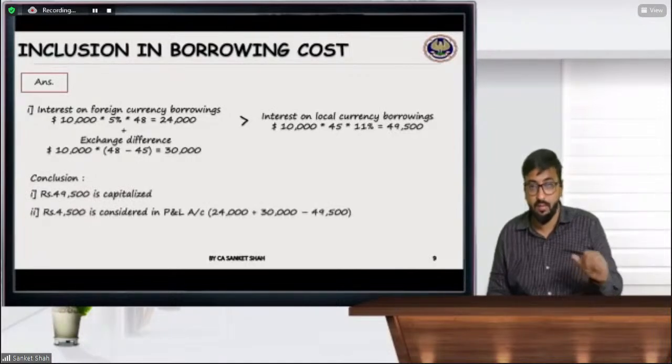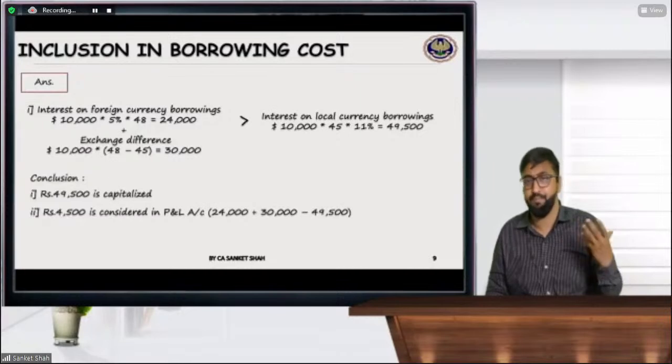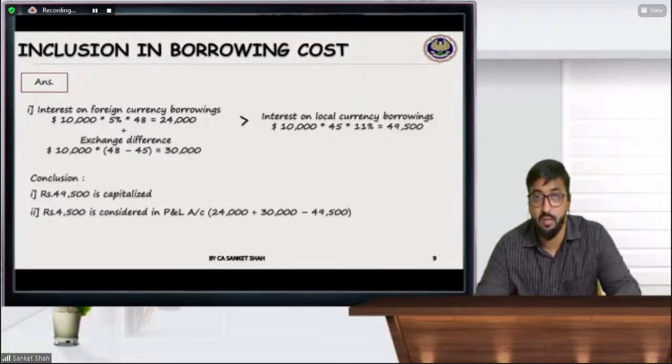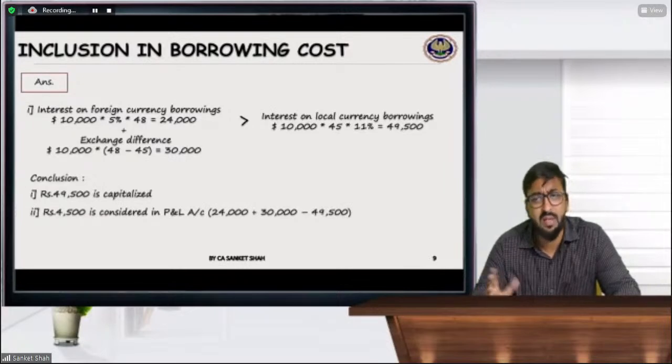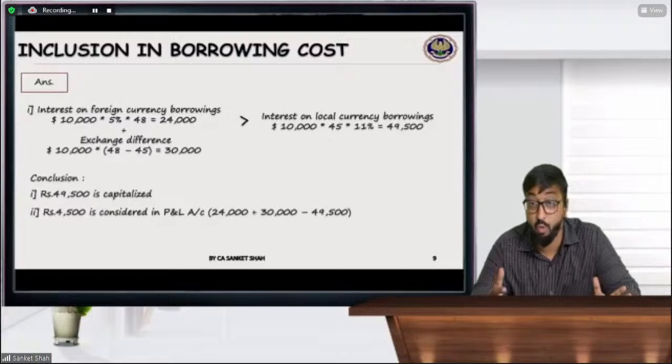So beta, here only 49,500 is capitalized because you will consider opportunity. If your local borrowings are costlier, suppose the answer is 58,000 interest on local borrowing, you will capitalize 54,000 and in P&L will be zero. So in simple language, you are comparing it with local currency borrowings. If your local currency is cheaper, then you should capitalize that much amount, and the remaining amount, whatever loss you incurred due to exchange loss, will be considered in the profit and loss account.